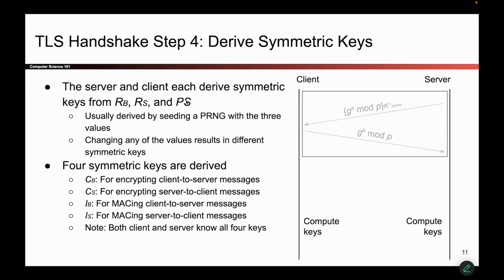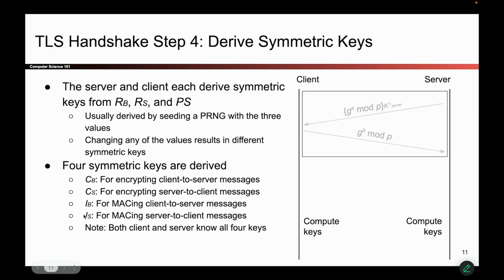So what they'll do is they'll take that shared secret, PS, the pre-master secret, and they'll also take the 2 random values from earlier to throw in some extra randomness to make sure that every handshake is different. We'll take these 3 values, throw them into some PRNG soup or some hash, and out come 4 different keys for encrypting and MACing.